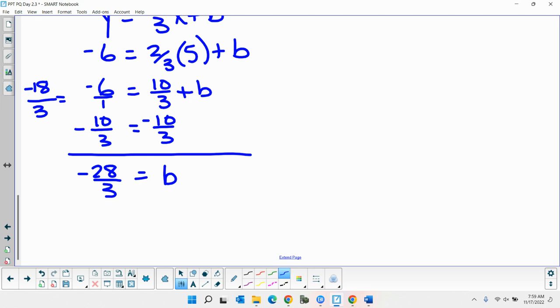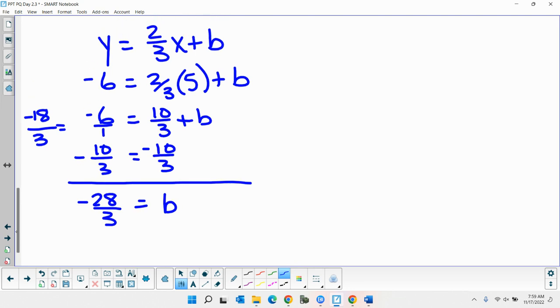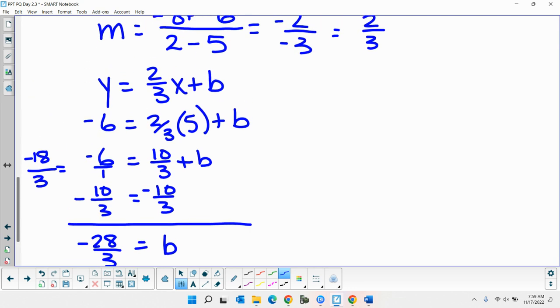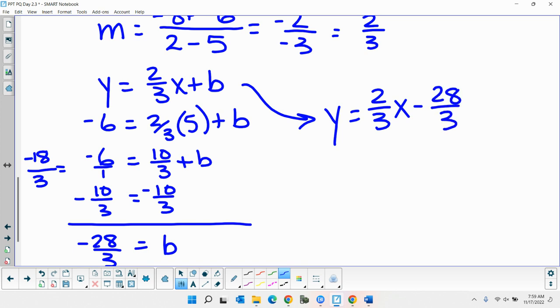Right? Some of you might have had negative 9.3 repeating. That's okay. That's what that is. All right? So I put that in. Again, I'm not done. Let's write the equation. So my slope is 2/3. And my y-intercept is negative 28/3.